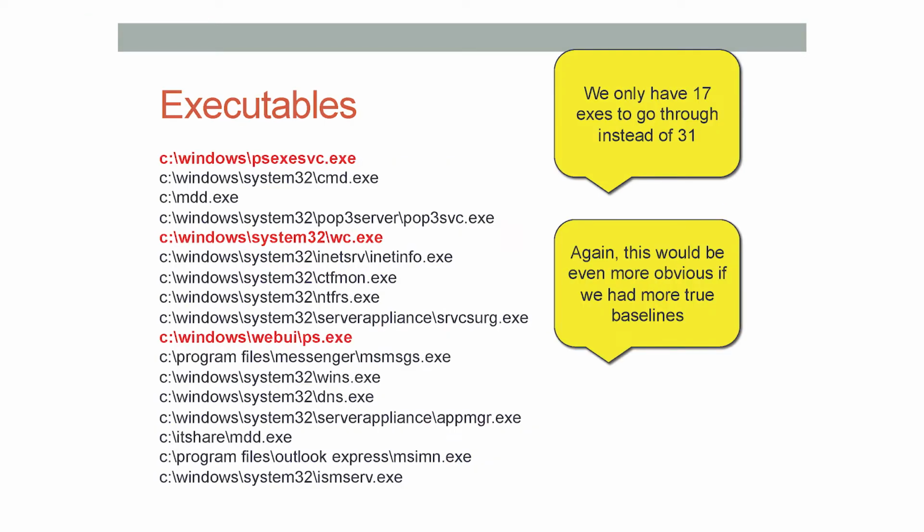Then there's also various executables that are loaded and references to these executables. And so instead of having to go through 51 of these executables, we only have 17 things that we can look at. So that makes our lives much easier. We can see PSExec again, we can see WC, we can see something else, ps.exe, which we didn't really know exactly what that was, but it is actually PSExec. They just changed the name to it.